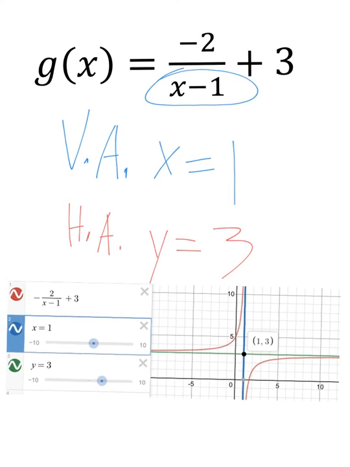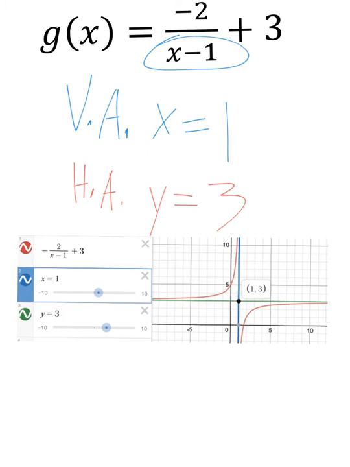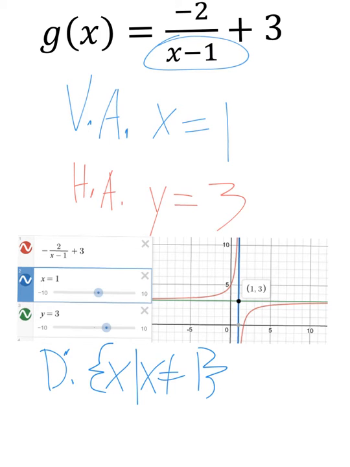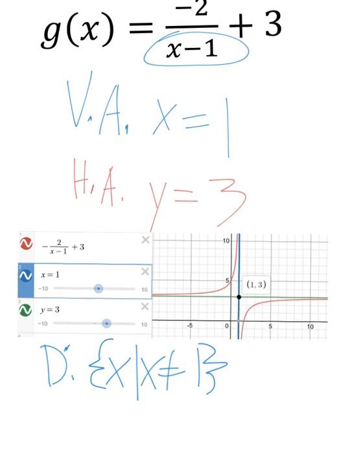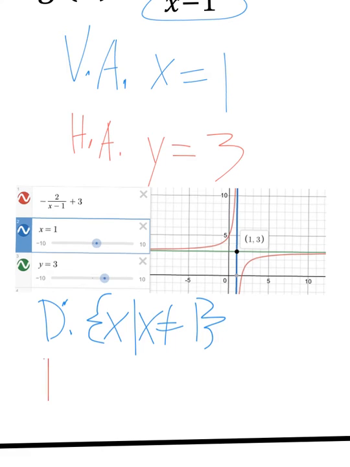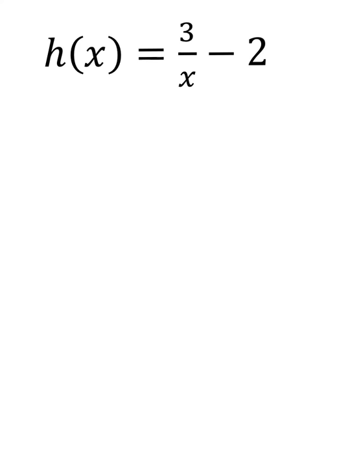So with this information, let's identify the domain and the range. Simply put, it's just all real numbers such that you can't equal your asymptotes, right? So I'll write x such that x can't equal 1. So that tells me all real numbers, but x can't equal 1. And then my range, just look at your horizontal asymptote for what you can't equal. So my range is y is in all real numbers such that y can't equal 3. And that's it.